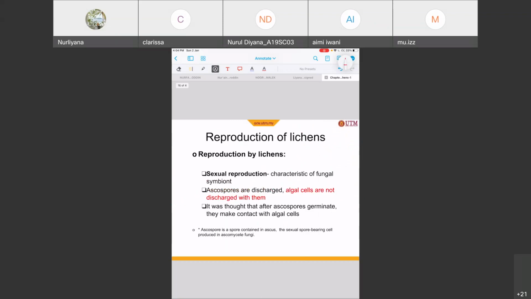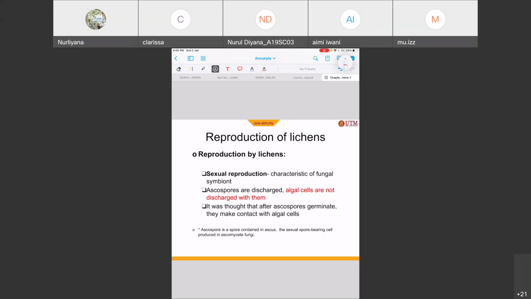So if you see here, the reproduction of lichens has become much more different compared to the sole organisms that we knew before. When we learned the reproduction life cycle, we know how green algae reproduce. For example, Chlamydomonas can reproduce through sexual, and it can also reproduce asexually. And cyanobacteria, their life cycles are different depending on the species. So there are many types. Each of them has a different state of life cycle.